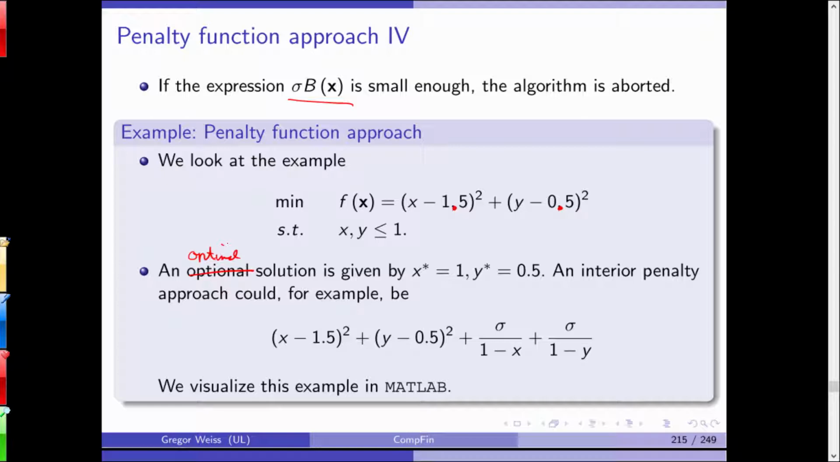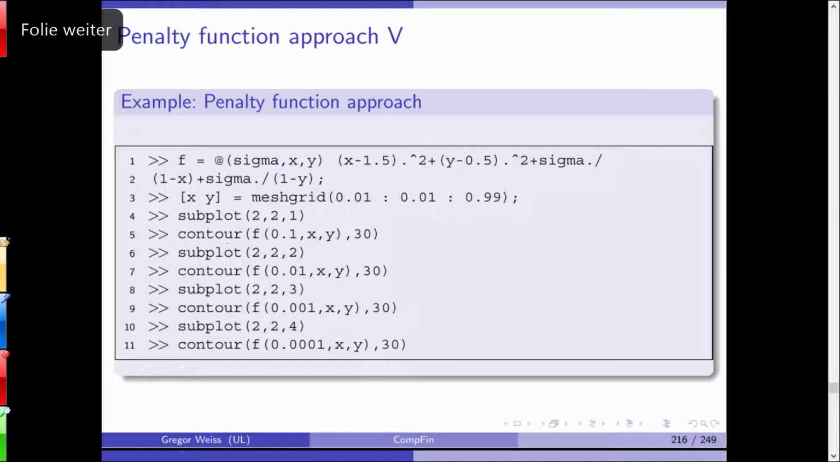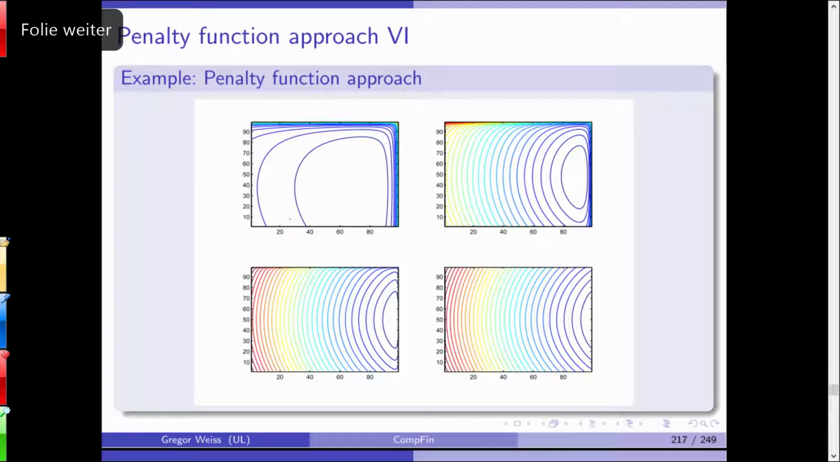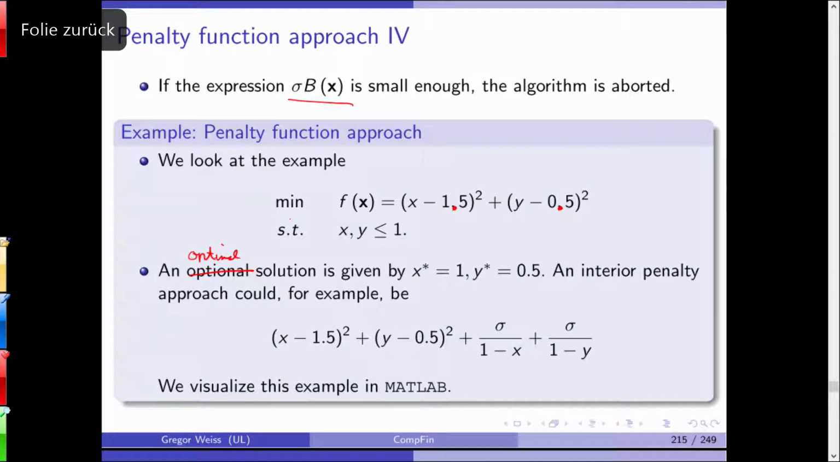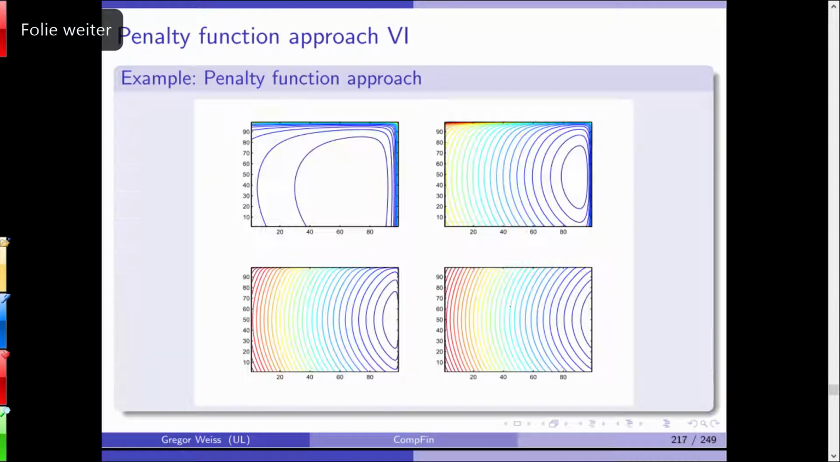If you violate the constraints, your function will be punished for this, and we can visualize this in Matlab in the following. We define f, which is here given by sigma, y, and x, and then we use a mesh grid between 1 and 0, and you can see different subplots, and you can see that sigma here decreases. And remember, the optimal point is given at 1 and 0.5. So here is our optimum.